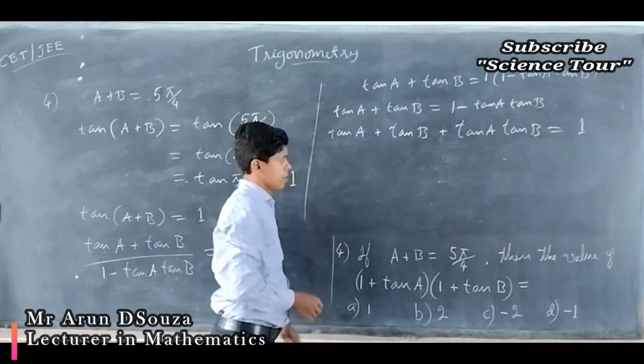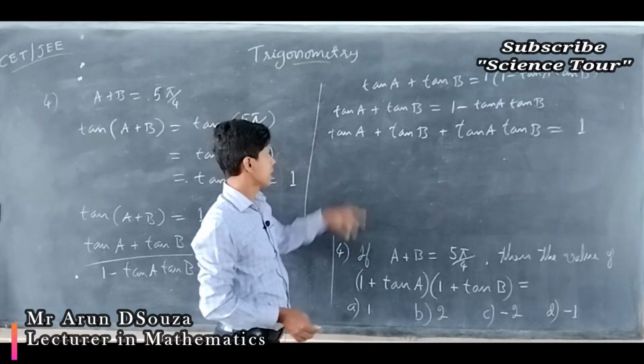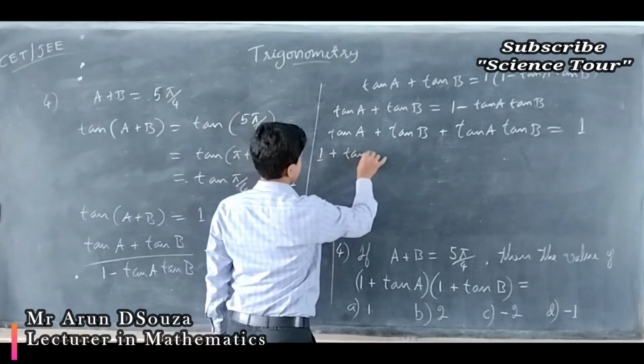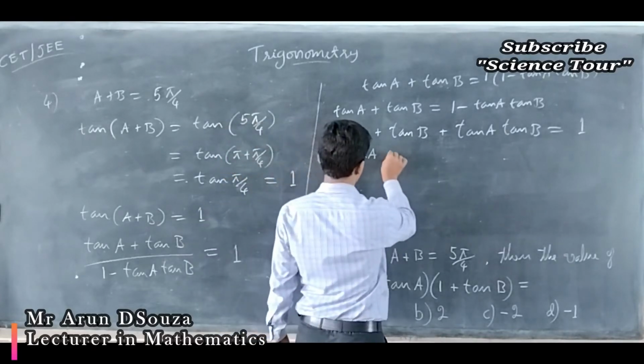Now I need to achieve this. I am trying to get 1 plus tan a. So what am I doing? I am adding 1. I'm sorry, I am adding 1.